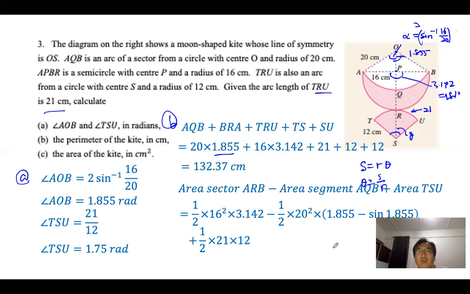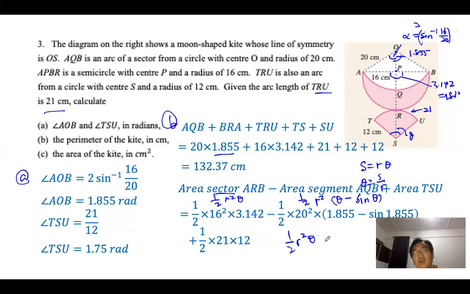So for the area of the segment, we use this formula, 1 over 2 R square, theta minus sine theta. Okay, so we use this formula. This one we use the sector formula, so it's R square theta, right? Then you plus 1 over 2 times 21 times 12. Why 1 over 2 times 21 times 12?